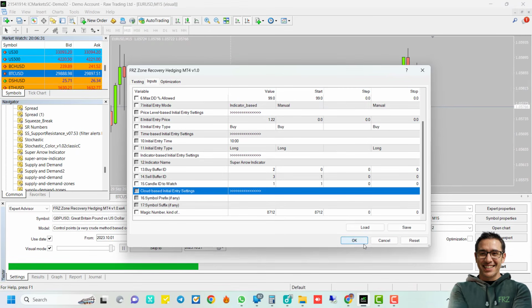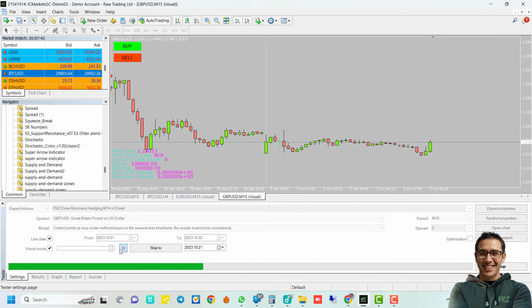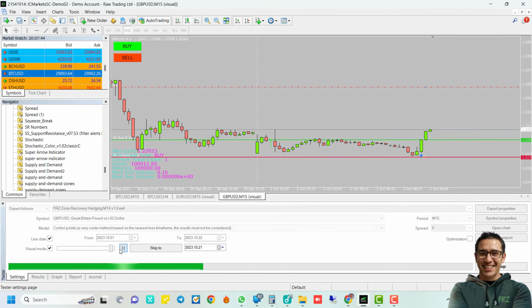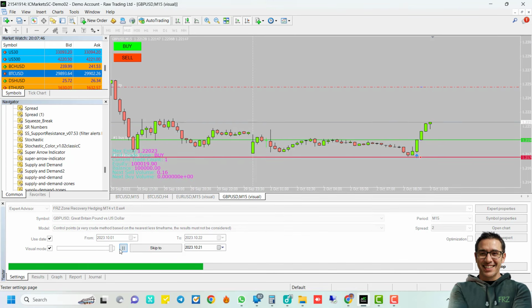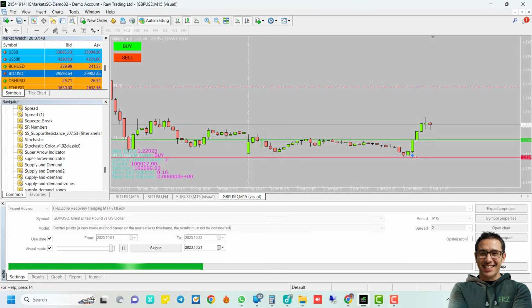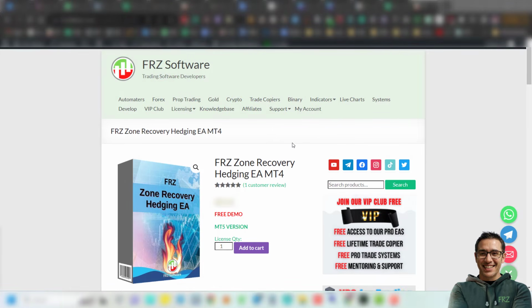Further, you can use our cloud-based signals to make the initial trade. As noted before, this entry method does not work in backtesting, and also it works on Forex pairs only. The EA is available for both MT4 and MT5 and can be used in almost any pair and time frame.